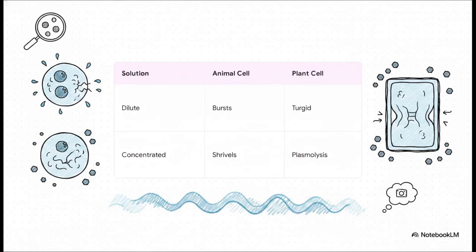So here's your ultimate study cheat sheet. An animal cell will burst in a dilute solution, but if you drop it in a highly concentrated sugary solution, water leaves and it totally shrivels up. Now, a plant cell, it's kept safely turgid by its cell wall in a dilute solution, but in a concentrated solution, it loses water too, and its membrane actually pulls away from the wall in a process called plasmolysis. It's a really beautiful contrast of how plant and animal biology handle osmotic stress.